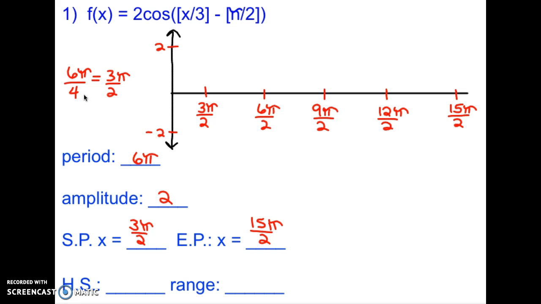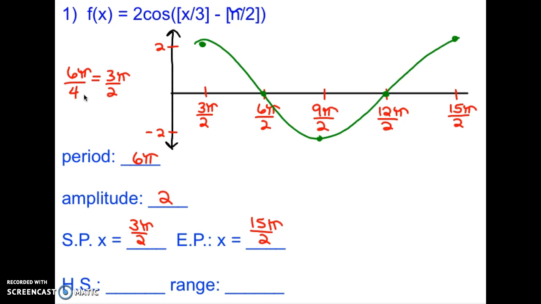So the pattern for cosine: my first point is the highest, my second one is the middle, my third is the lowest, my fourth is the middle, and my fifth is the highest. Okay, so my graph would look like that for one cycle.